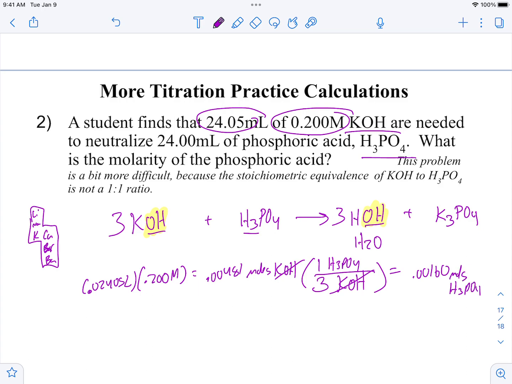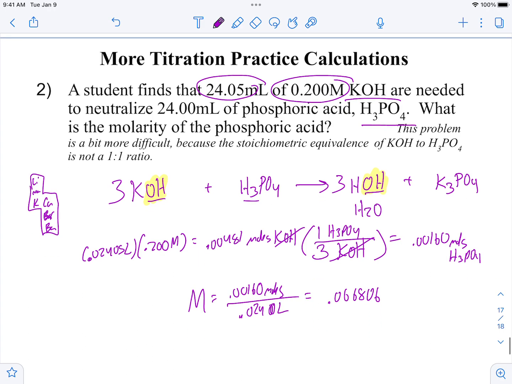I have the moles of the acid. To find the molarity of the acid, I need to divide by the volume of the acid. What's the volume of the acid? 0.024. Okay, so molarity is equal to 0.00160 moles over 0.024 liters. That gives 0.066806. Let's go back and do a sig fig check.